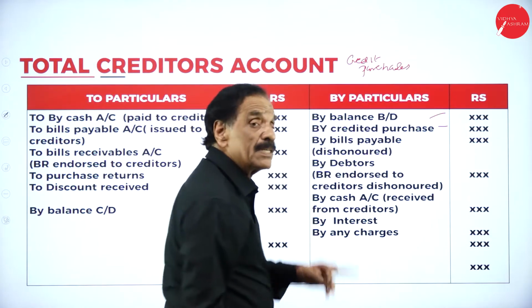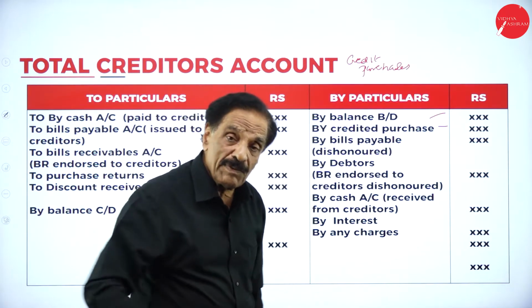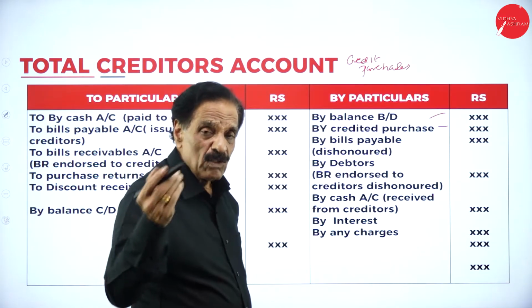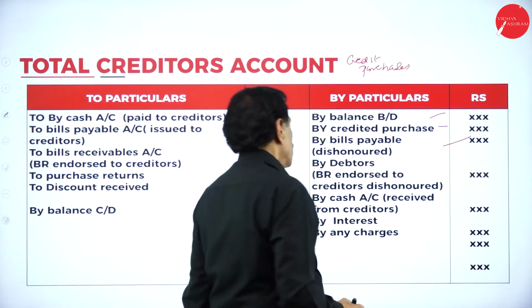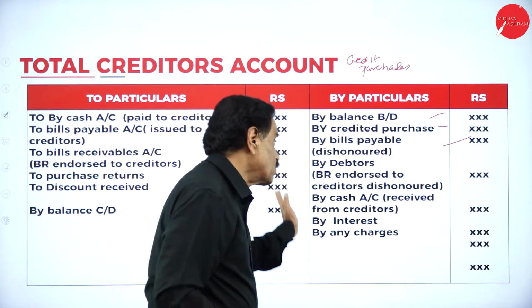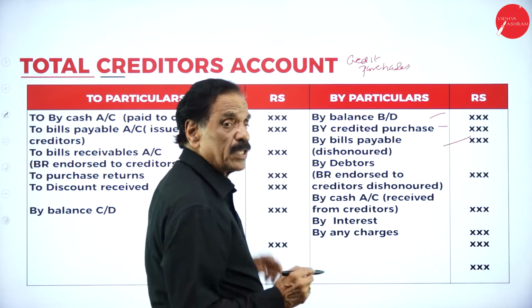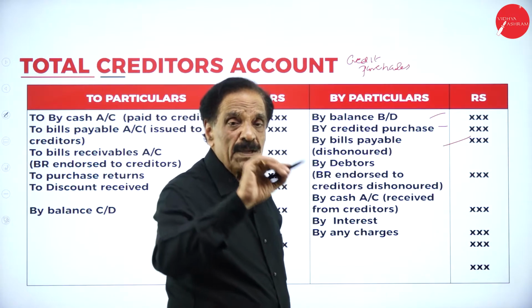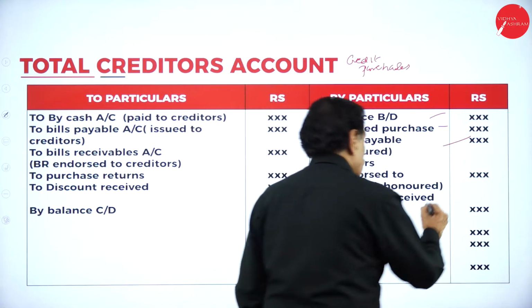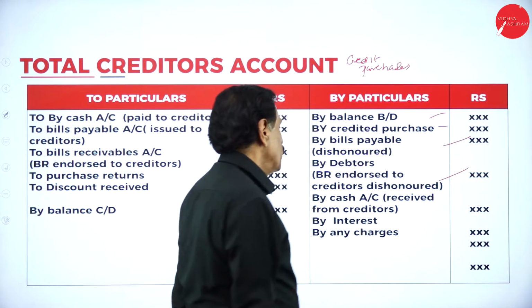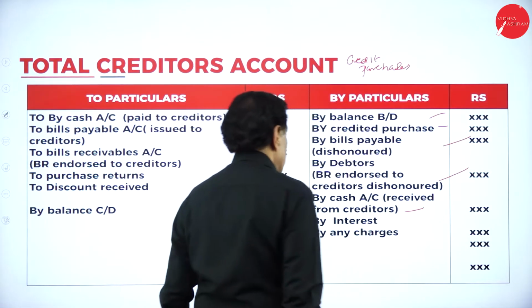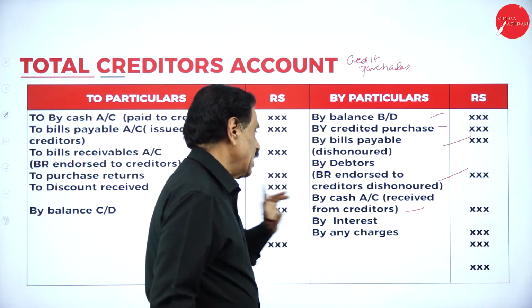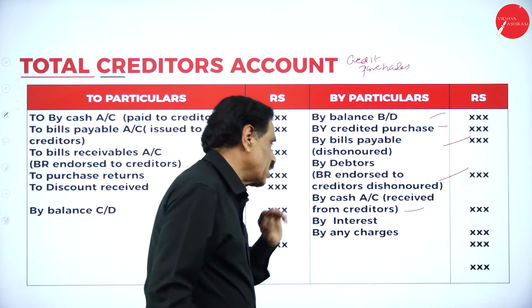By bills payable, dishonored. You have given a bill and the bill has been dishonored. Once again, your creditor account will be increased. By debtor, BR endorsed to creditor is dishonored. Your creditor account will be raised. By cash received from the creditor. Then, by interest received, interest charge, any charge.